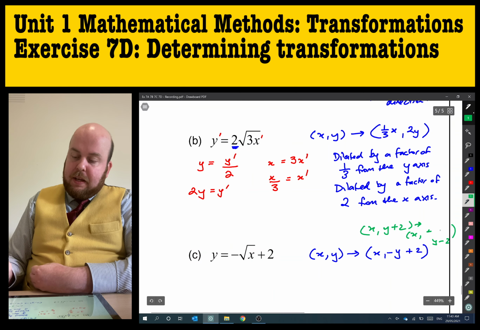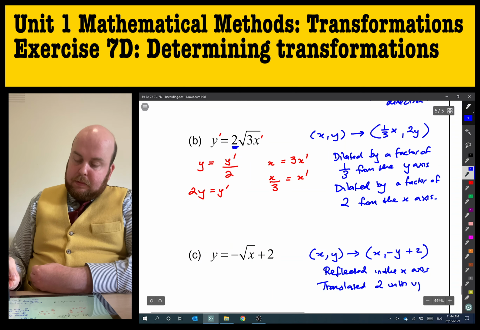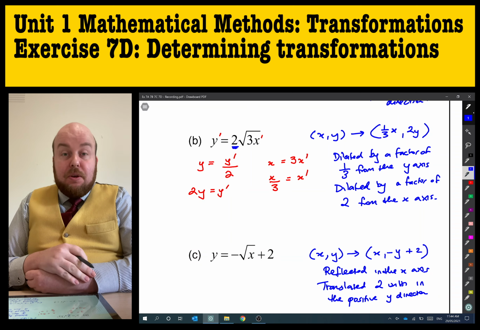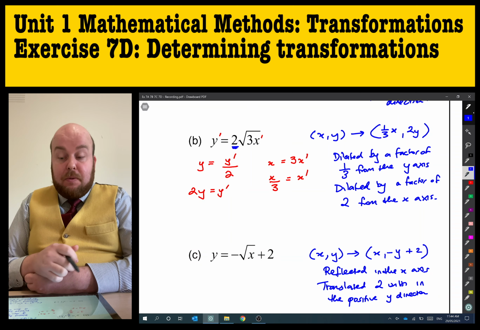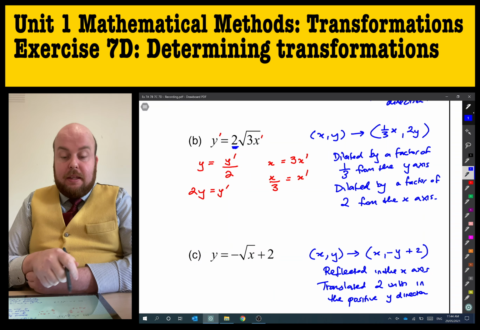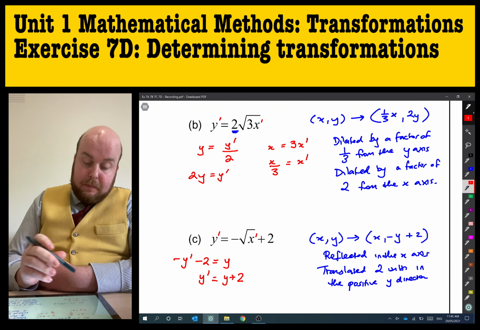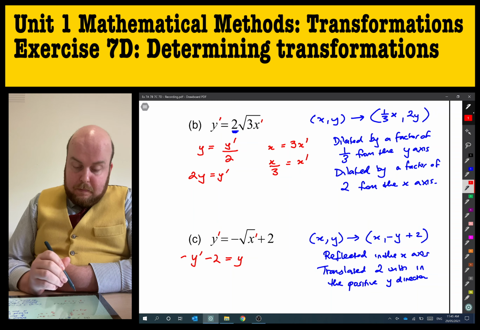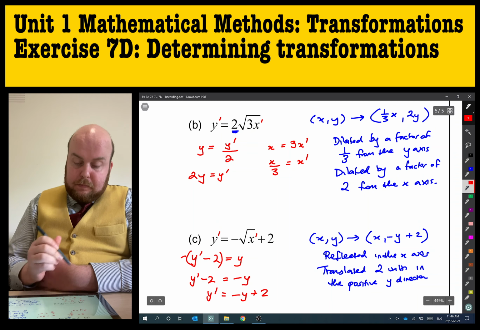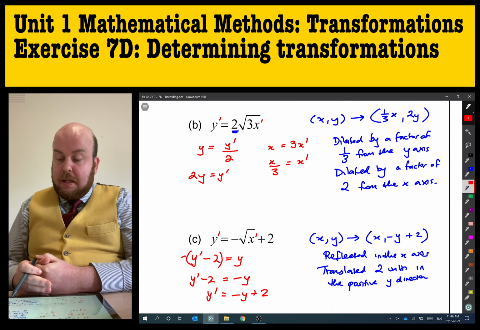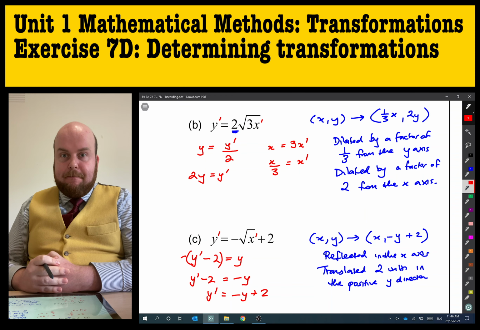So here we are saying that it's been reflected in the x-axis, translated 2 units in the positive y direction. We can still do this as the systematic way, or confirm what we've done by using the transformation statements. And thus there is our set sequence of using the systematic approach that will get us to our transformations.